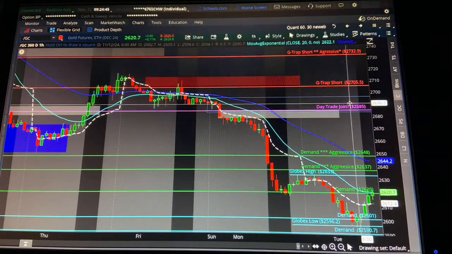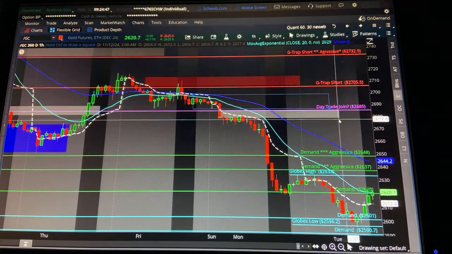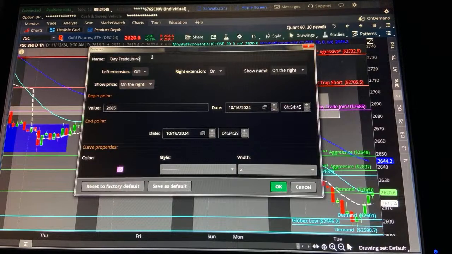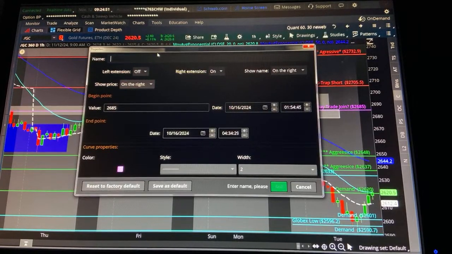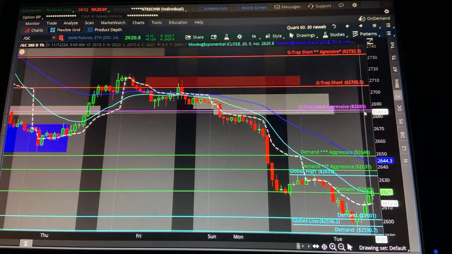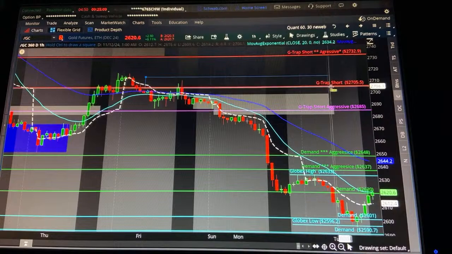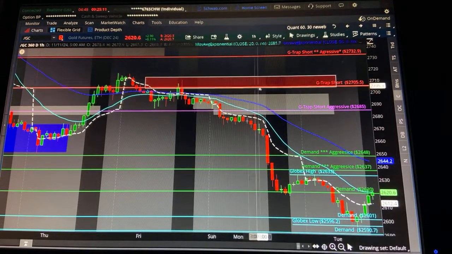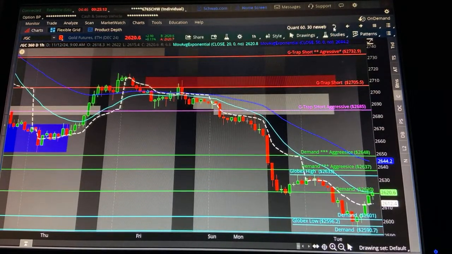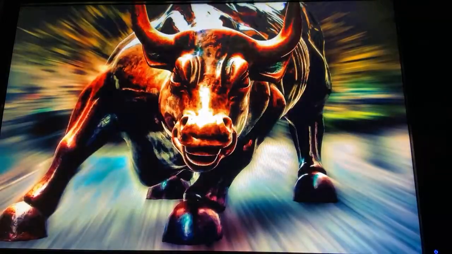All right, this one here would be a bit aggressive. T-trap short, aggressive. All right, 2685, then we got 2505, that might be better. Regular trading hours high right there as well. All right, moving on, let's see.